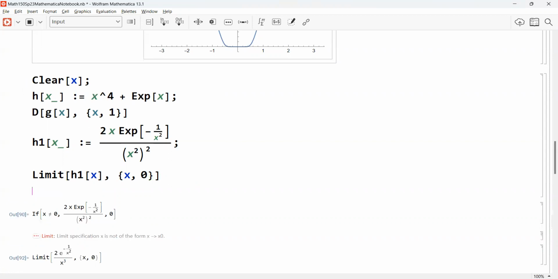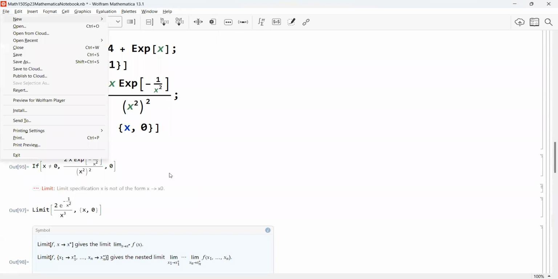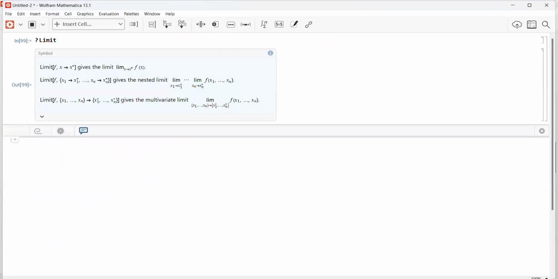Question mark, yeah, question mark limit. All right. And again, one of the things you can sometimes do is I can open a new notebook. For people in Zoom land, can you see the new window with limit? Yeah. Or is it showing the main thing? Yes. Okay. So it says limit fx goes to x star gives the limit as that. Okay, so I need to do an arrow.